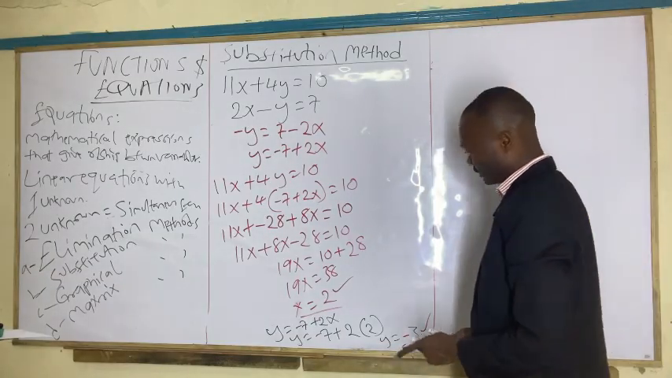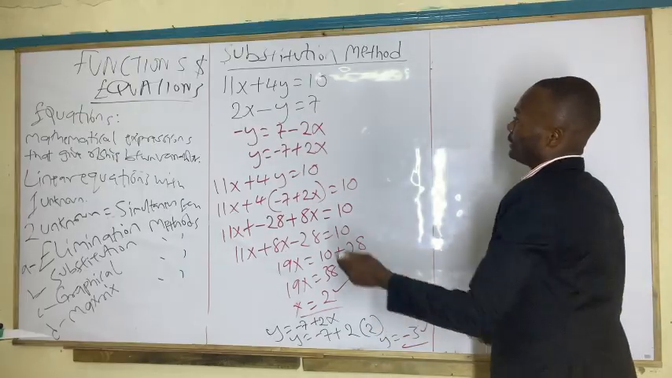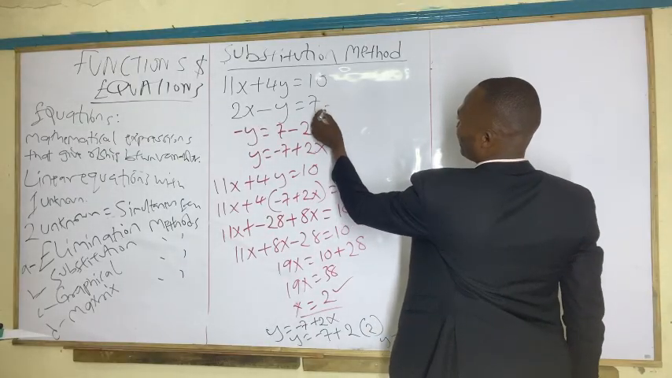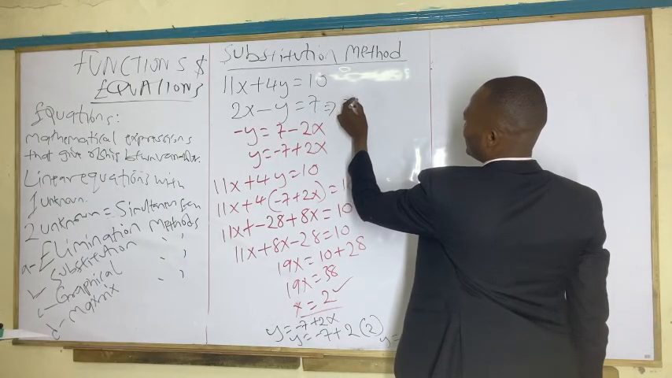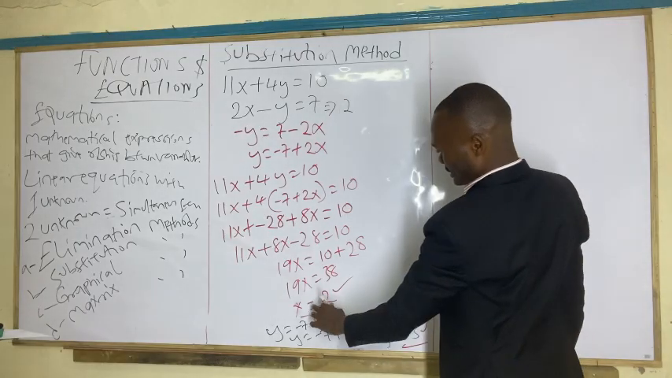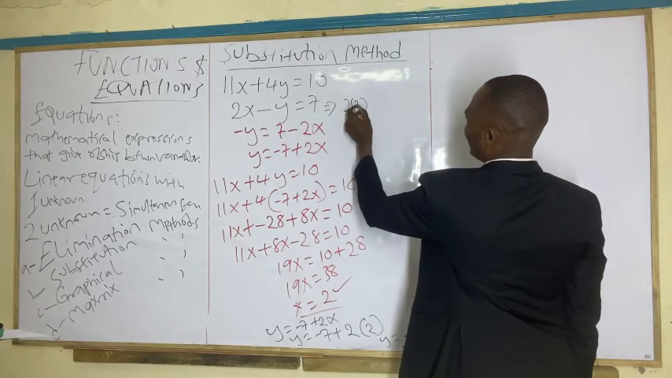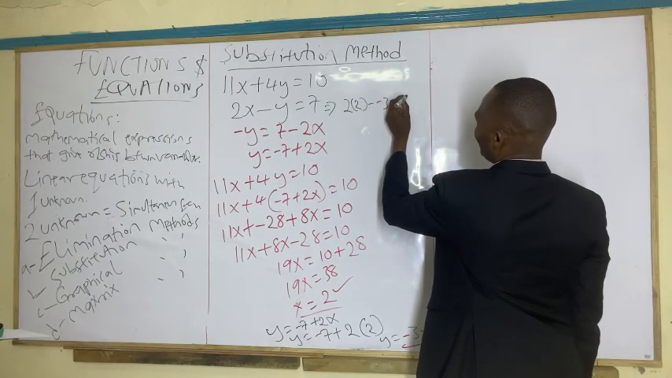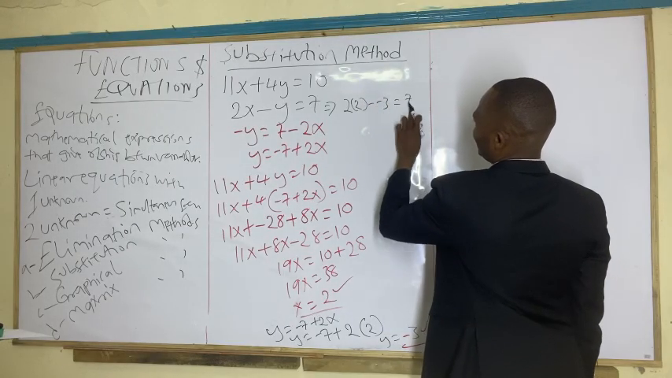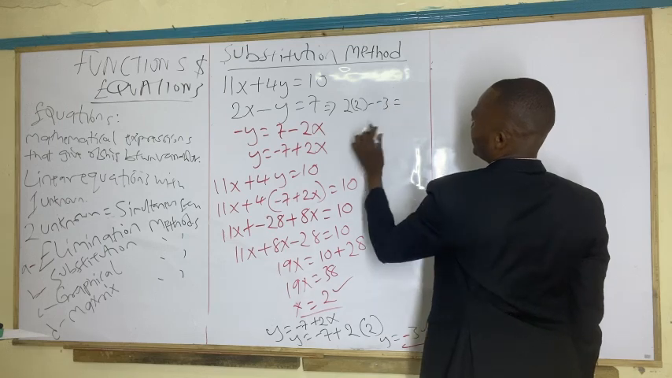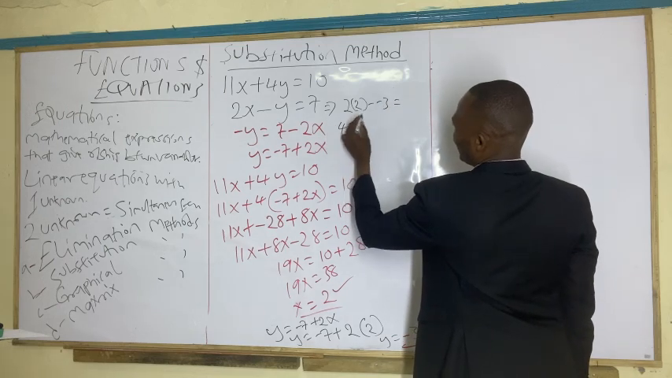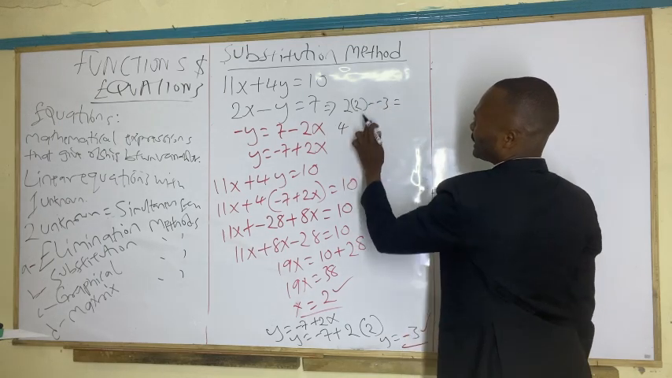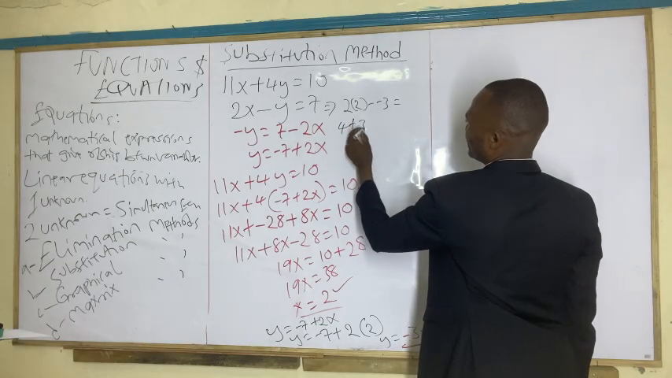So we say 2x, where x is 2 minus y, negative 3, is equals to 7. Is equals to what? Let's find. So 2 times 2, that is 4. Negative 2 plus negative 2. Negative 2 times negative 2 is a positive. Is equals to 7.